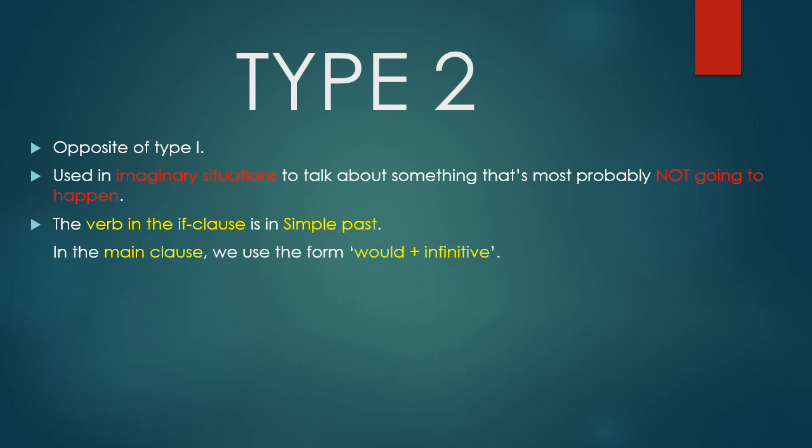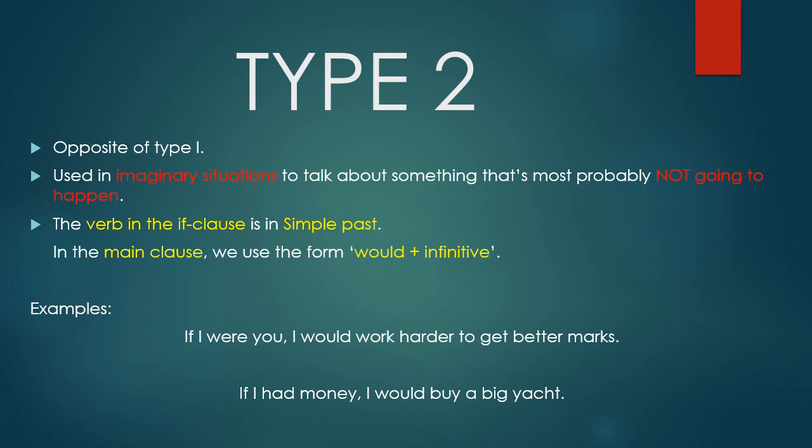At all. So the verb for conditional type 2, the verb in the if clause is in simple past, while in the main clause we use this form, would plus infinitive. So simple past for the if clause, would plus infinitive for the main clause. Here are two examples.